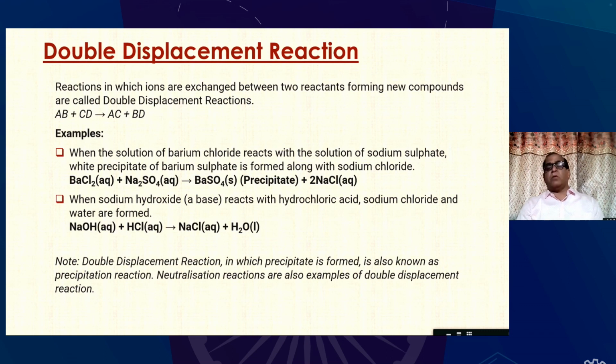When a solution of barium chloride reacts with a solution of sodium sulfate, it leads to the formation of a precipitate of barium sulfate along with sodium chloride. When sodium hydroxide, which is a base, reacts with hydrochloric acid, sodium chloride and water are formed. A double displacement reaction in which a precipitate is formed is known as a precipitation reaction. Neutralization reactions are also an example of double displacement reactions.